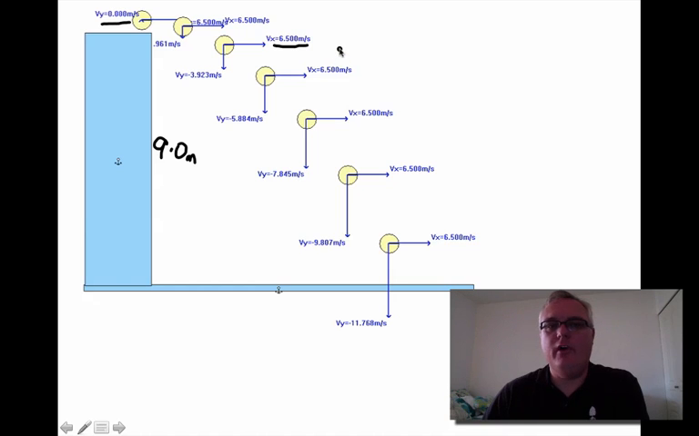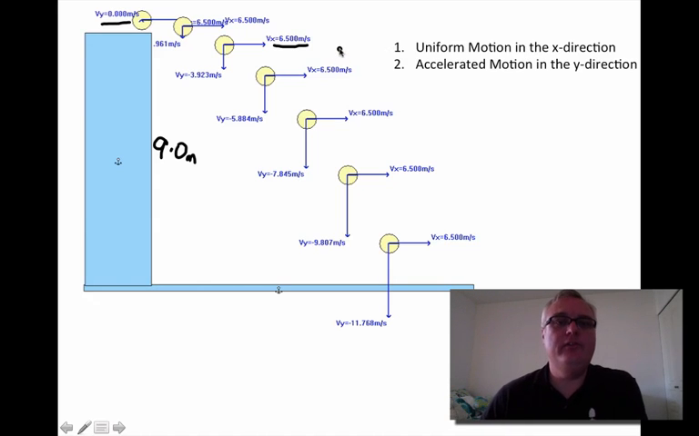And what's true of all projectile motion is that there's two distinct motions. The horizontal motion in the x direction, and you'll notice that the x component never changes. It's always 6.5. So that's uniform motion. And in the y direction, where the y component is changing, it's getting higher in magnitude, that's accelerated motion. So horizontal motion in the x direction, accelerated motion in the y direction.